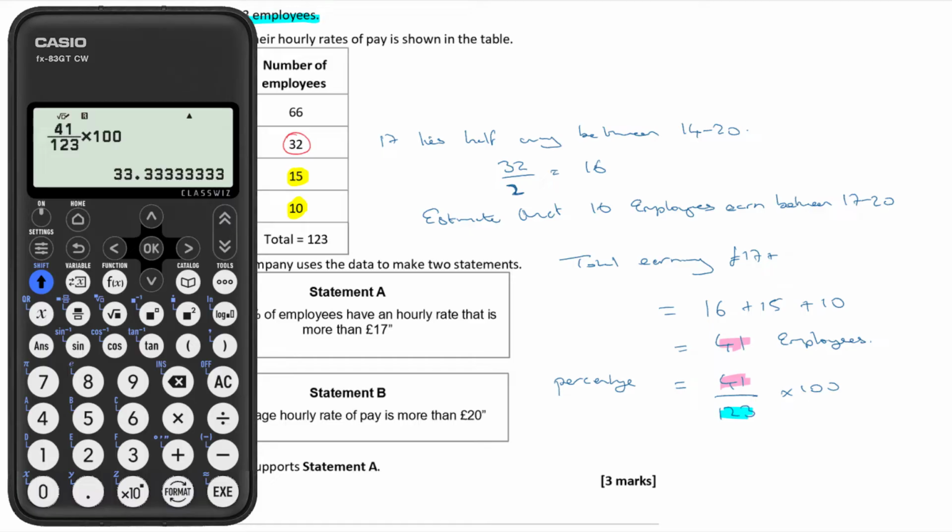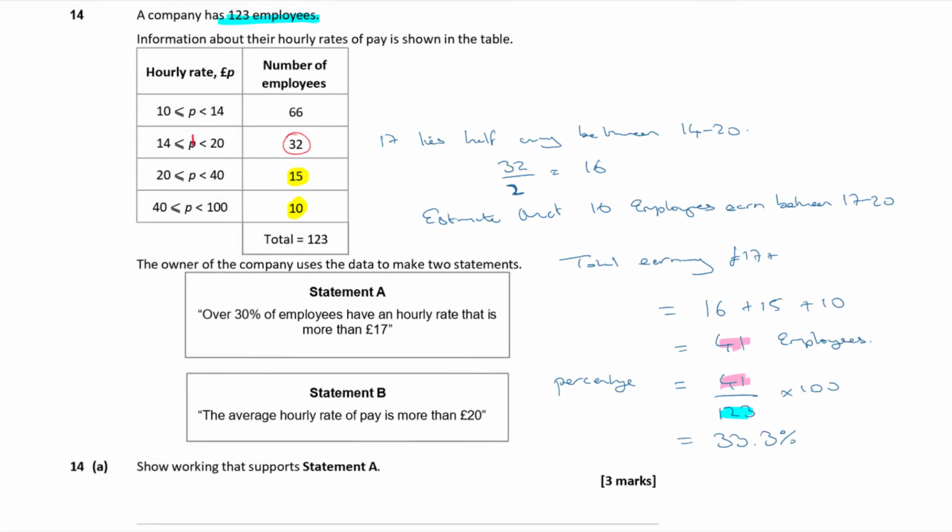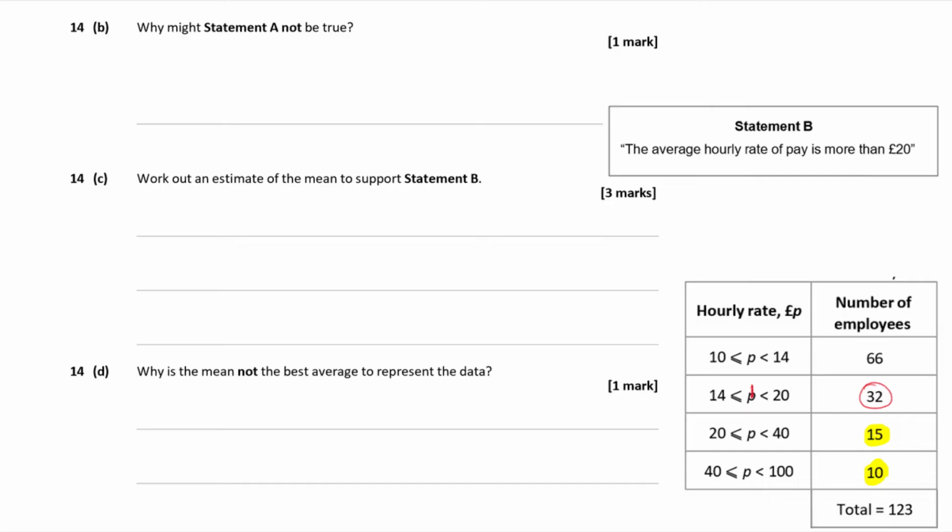33.3 reoccurring, so that's about 33.3%. Okay, so I can say then statement A is justified. Part B says, why might statement A not be true?